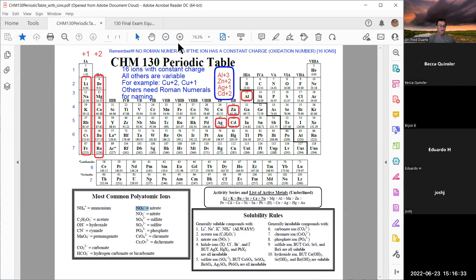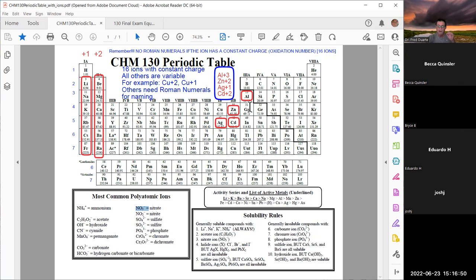We had the sweet 16, remember that? I've got them circled. The first column 1 and column 2 are 12 of the elements. Column 1 always has a +1 charge. Column 2, group 2A, always has a +2 charge.